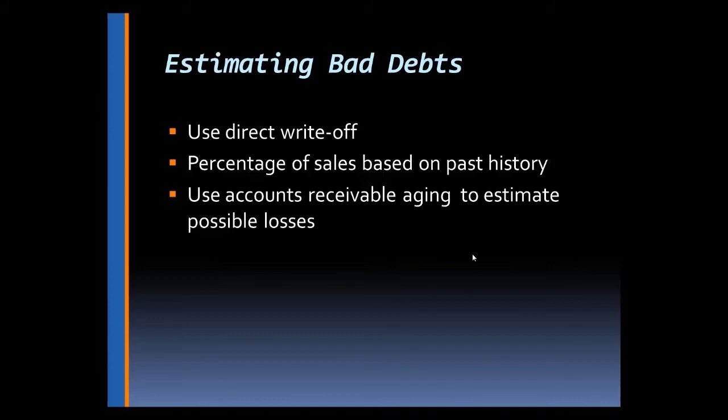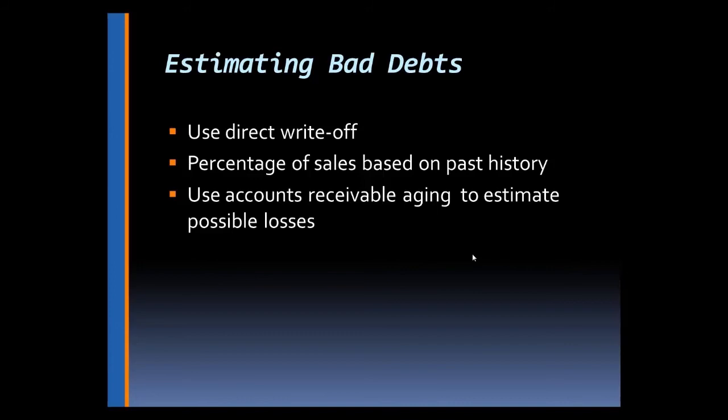The first is using a direct write-off method. This means that you do not set up a reserve against the accounts receivable, but you write the account off when it becomes past due, or you can no longer collect it.